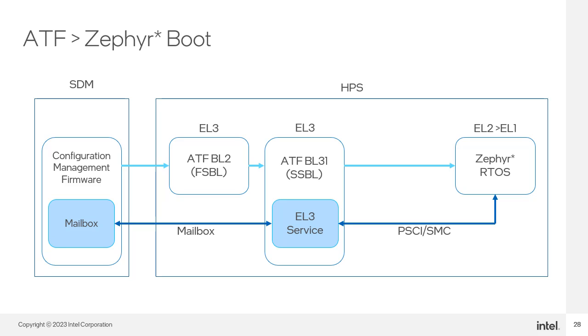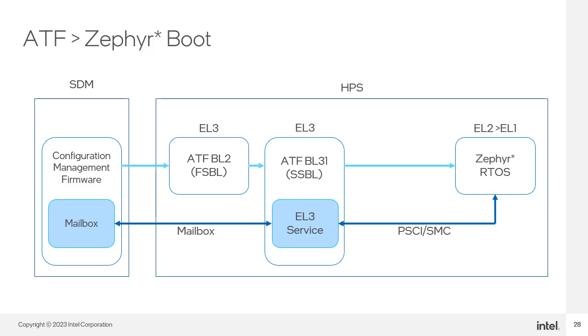The booting steps for this boot flow are: 1. The Configuration Management Firmware, CMF, running on the SDM loads the first stage bootloader, which is ATF-BL2, into HPS on-chip RAM and then brings the HPS boot core out from reset. 2. The ATF-BL2 loads the second stage bootloader and OS, which are ATF-BL31 and Zephyr RTOS, into DDR.